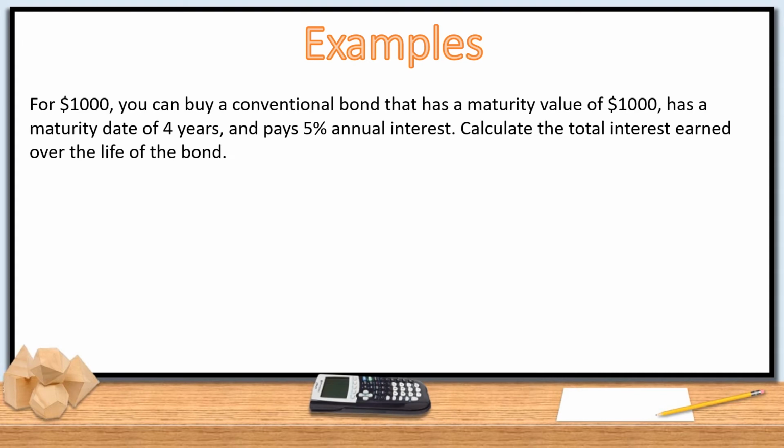In this case, they're saying they've got 4 years to do it. And in the meantime, they're going to pay you 5% interest on your money. So they're borrowing your $1,000 to help them grow for 4 years, and in that time they'll pay you 5%, basically rent on your money. Then they'll pay you back your $1,000 at the end of the 4 years. So calculate the total interest earned over the life of the bond.